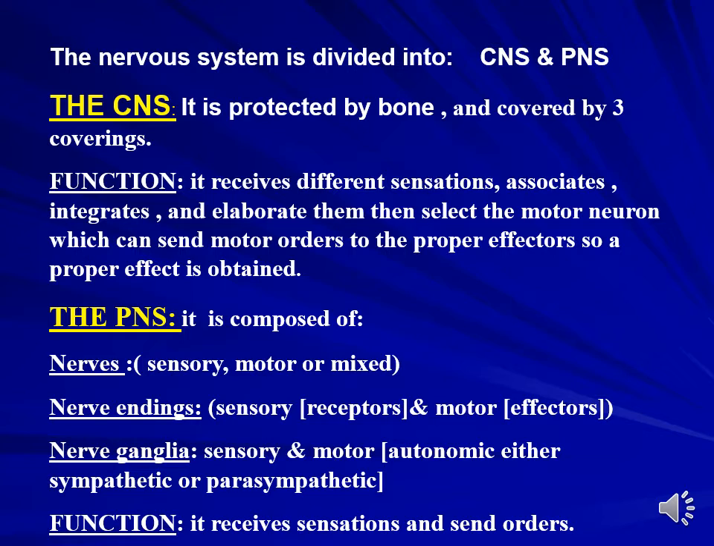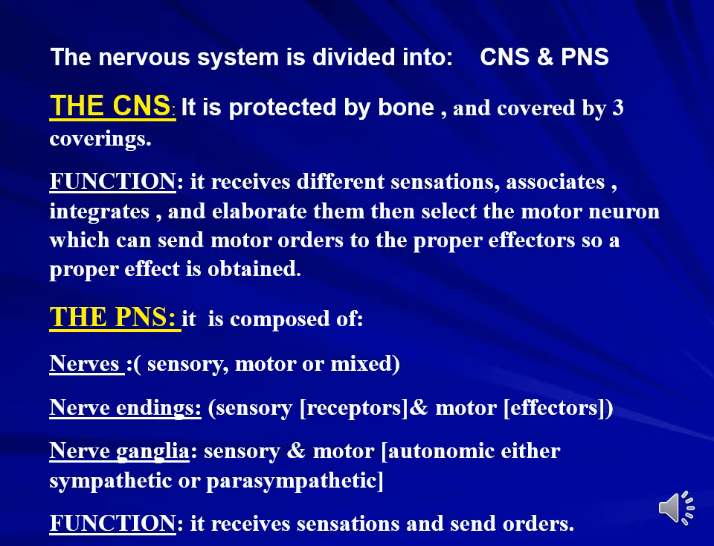The peripheral nervous system is composed of nerves, nerve endings, and nerve ganglia. The nerves are either sensory, motor, or mixed nerves. The nerve endings are either sensory, which are called the receptors, or motor, which are called the effectors, and the nerve ganglia. By ganglion, we mean a collection of nerve cells but outside the central nervous system.